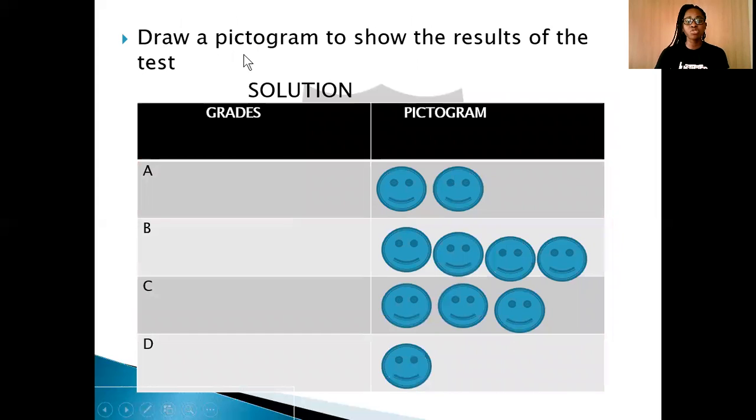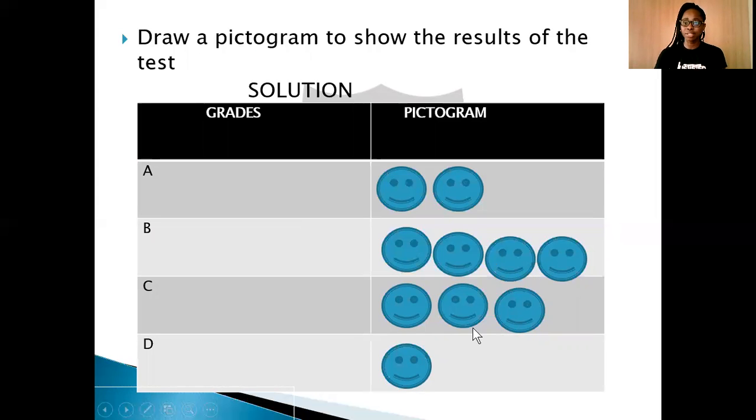The next question says, draw a pictogram to show the result of the test. Like I said earlier on, a pictogram is just a way of using pictures to represent information or given data. A occurs 2 times, and we use pictures of smiling faces to represent grade A. Grade A appears twice, so these 2 smiling faces represent grade A. Grade B is appearing 4 times, so these smiling faces, 1, 2, 3, 4, represent grade B.